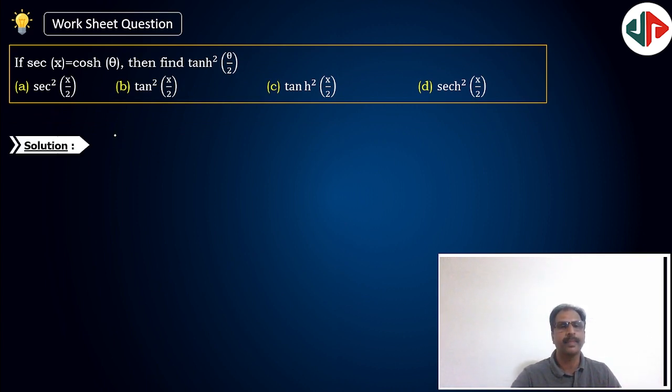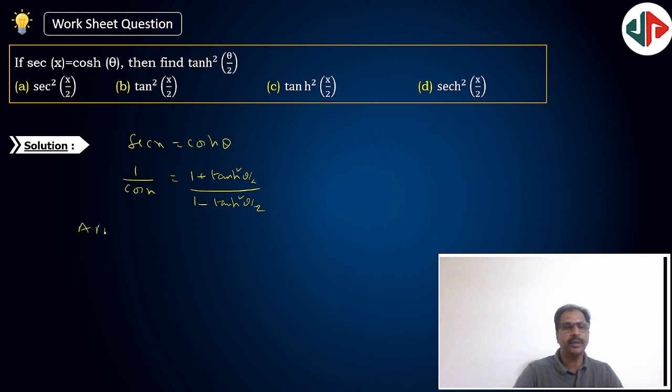Next, sec x is given as cos h theta, and we have to find tan h square theta by 2. Sec x is 1 by cos x. Sec x is given as cos h theta, right? Cos h theta can be written as 1 plus tan h square theta by 2 by 1 minus tan h square theta by 2.